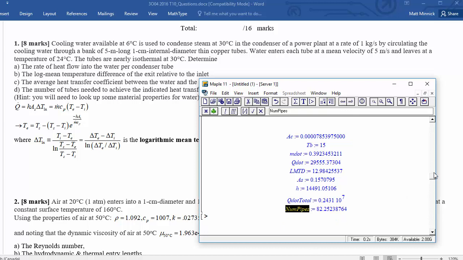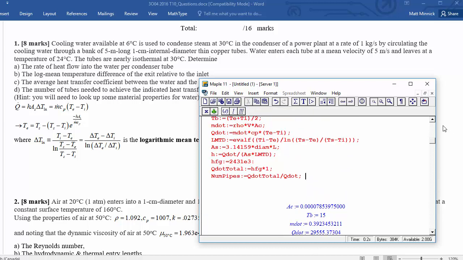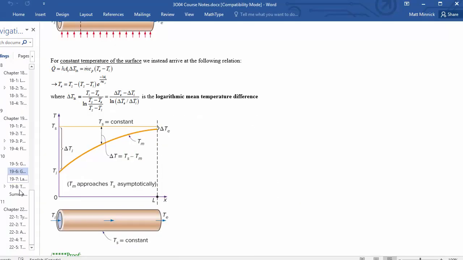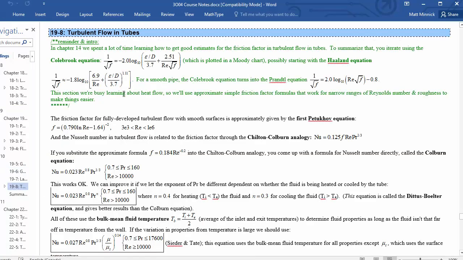One last point is in this setup, you may have noticed that we've got our convection coefficient just determined directly from this, but in the things later on in chapter 19, we learned information about how you could actually calculate the convection coefficient if you know the fluid properties. So let's have a look at this different way to calculate the convection coefficient and see how it compares.